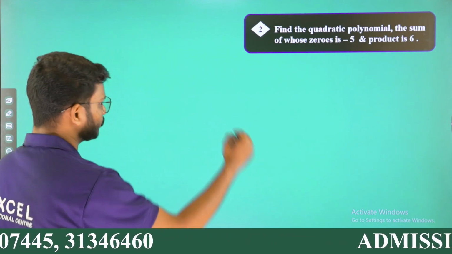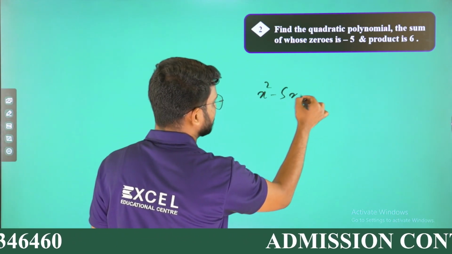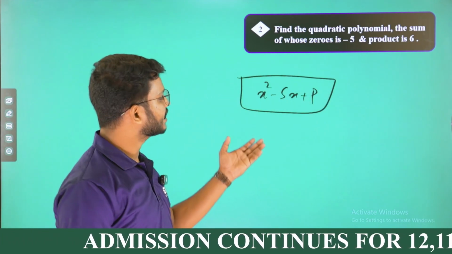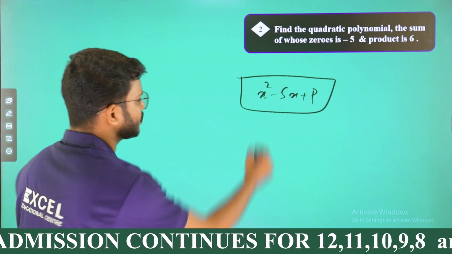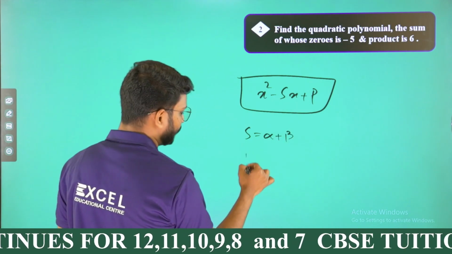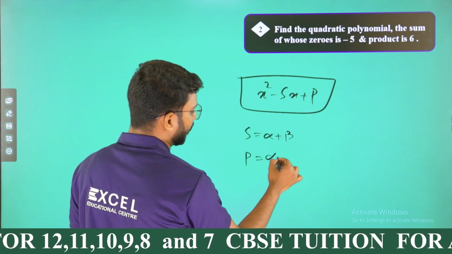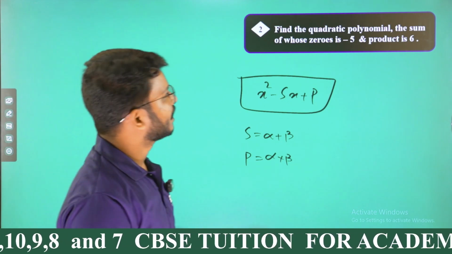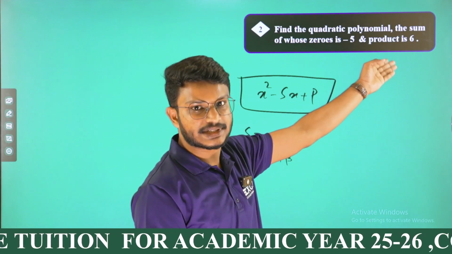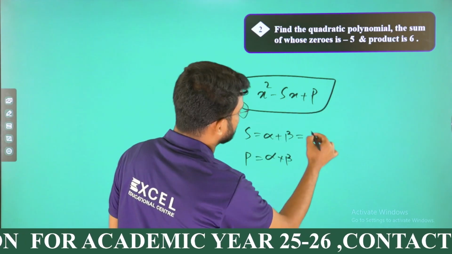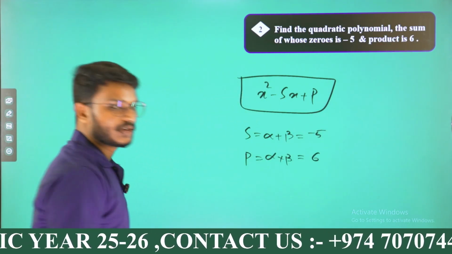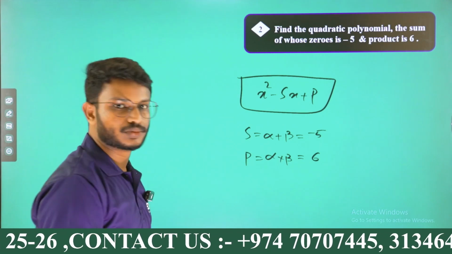So x square minus sx plus p, which is the general form. To form a quadratic polynomial, x square minus sx plus p is the general form. So what is meant by s? S is the sum of zeros, means alpha plus beta, and p means product. So alpha into beta is the product. So here minus 5 and 6, which are the sum and product, which is given. So alpha plus beta is given, which is minus 5, and alpha into beta, the product of the zeros, is given, which is 6. We just want to substitute these values into the general form.